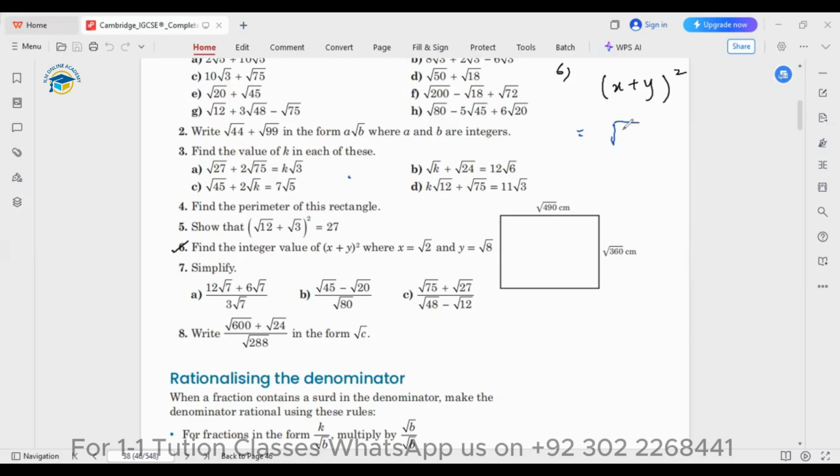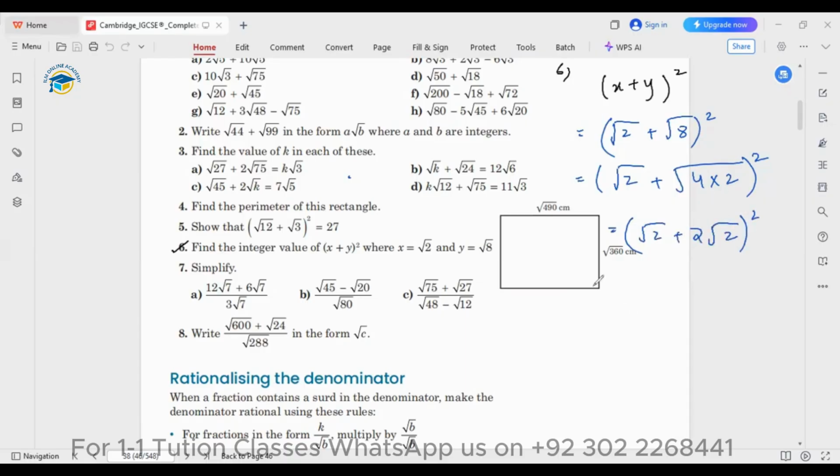The x value they gave is √2, and the y they gave us is √8, and take the square as well. Now 2 is already a prime number, but we can make this 8 as a product of a prime number and a simple square number. So we can go with 4 times 2. Writing √2, and this 4 is the square of 2, so you can write 2√2 and taking the square as well.